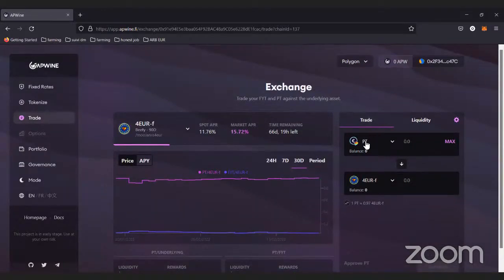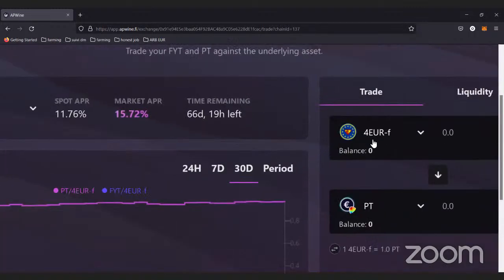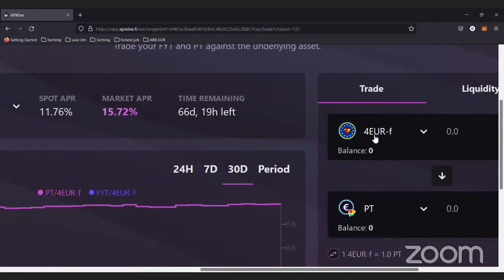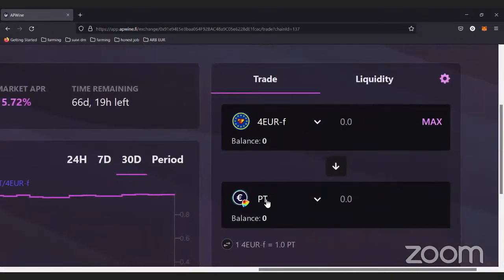What you can trade, first, you can sell the underlying, so the 4Euro token. So how to get the 4Euro token? You have to deposit either JEuro, EuroS, EuroT, or PAR within the 4Euro pool on Curve, on Polygon. So as soon as you have it, you can buy PT.